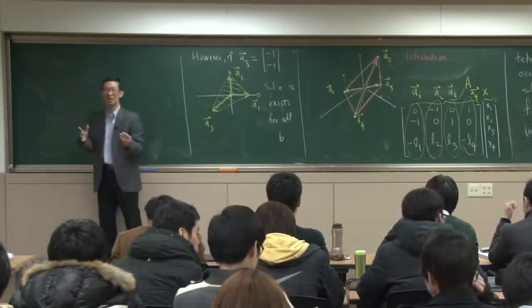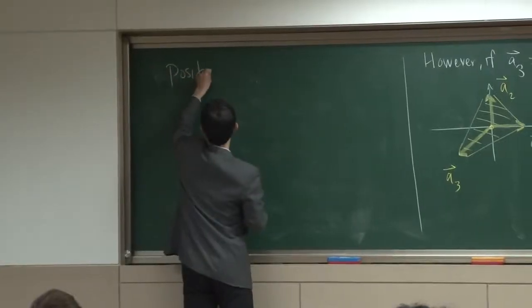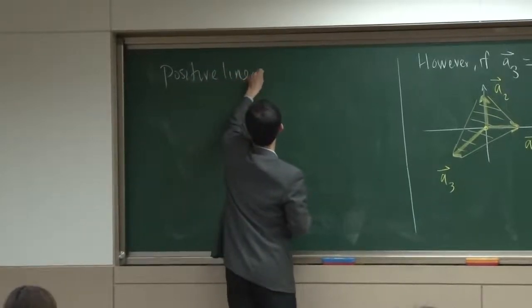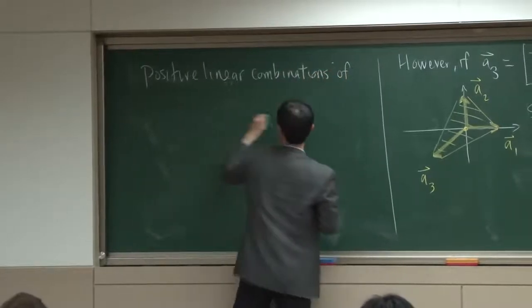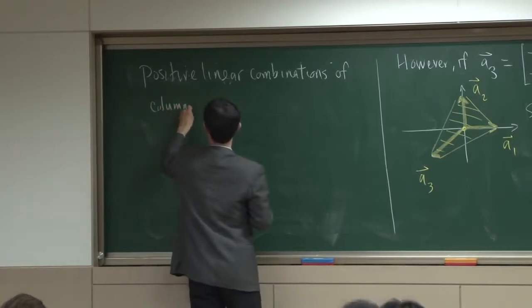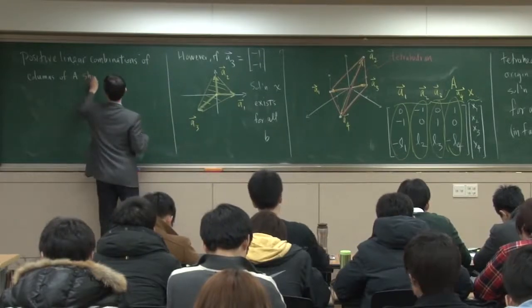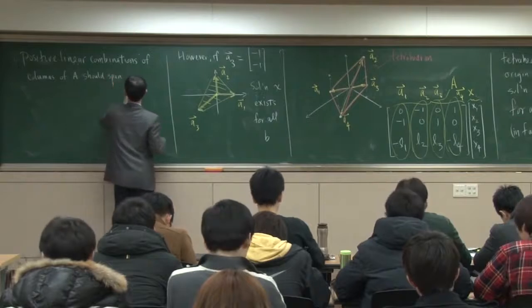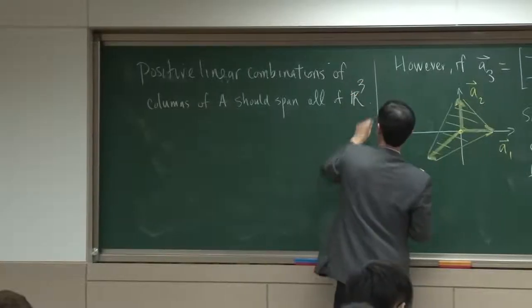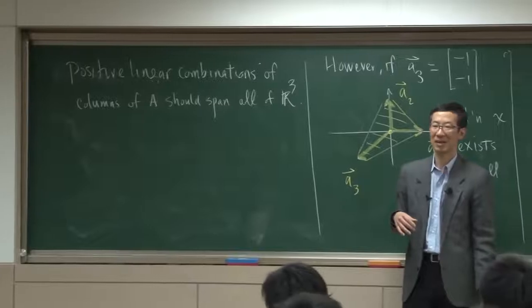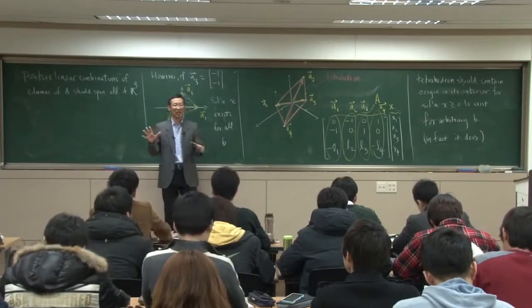Okay, so the general idea is that the positive linear combinations of columns of A should span the entire space, all of the space, which in this case is three-dimensional space, R3. I think you probably get the intuitive idea.